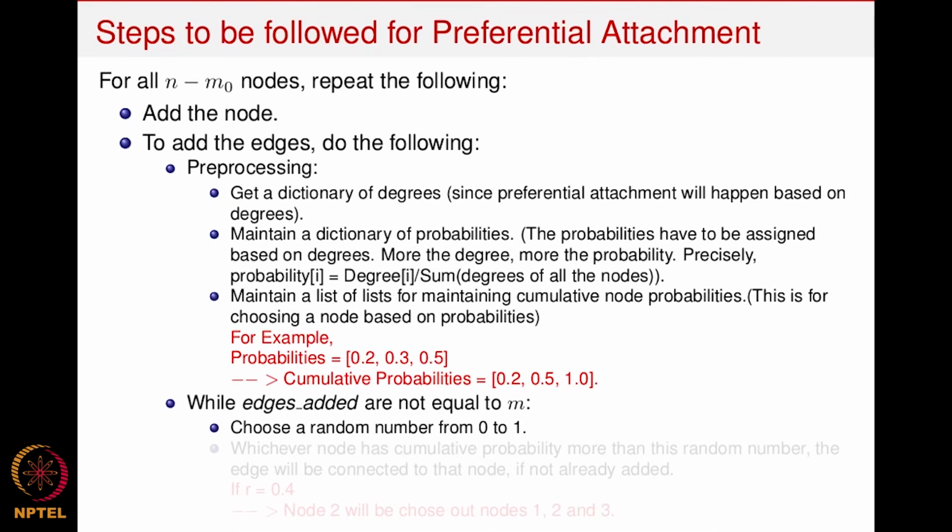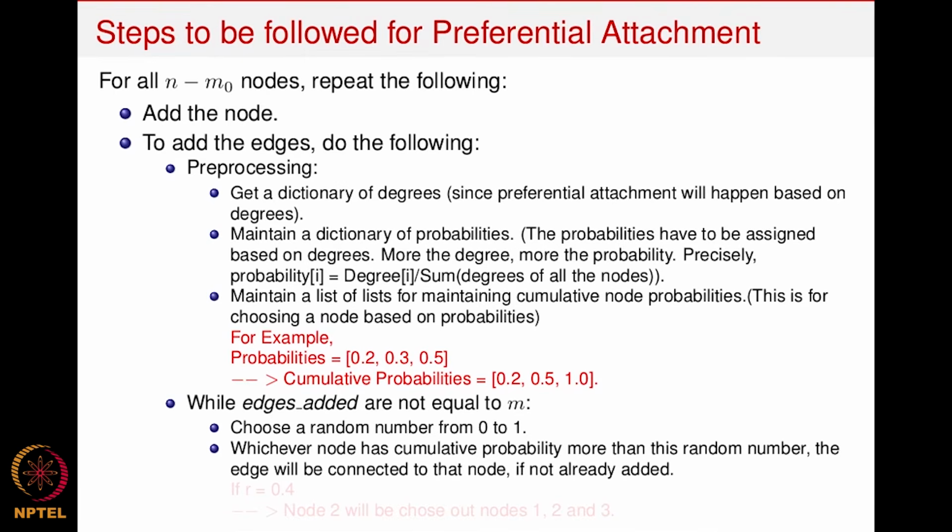So the new node has come. We have to connect this new node to existing M nodes. For that, we will choose a random number between 0 and 1, okay? And then whichever node has cumulative probability more than this random number is actually the node which is going to be connected to the new node. Let me show you an example.